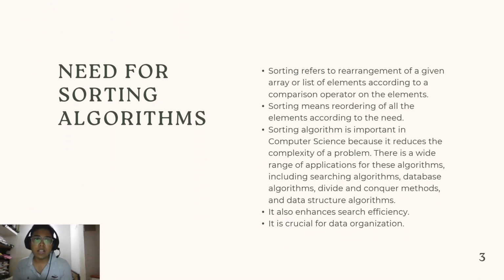So first, what is the need for sorting algorithms? Sorting refers to rearrangement of a given array or list of elements according to a comparison operator on the elements. Sorting means reordering all the elements according to the need. Sorting algorithms are important in computer science because they reduce the complexity of a problem. There is a wide range of applications, including searching algorithms, database algorithms, the divide and conquer method, and data structure algorithms.